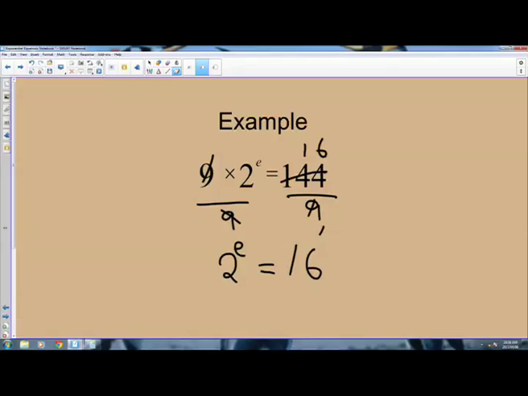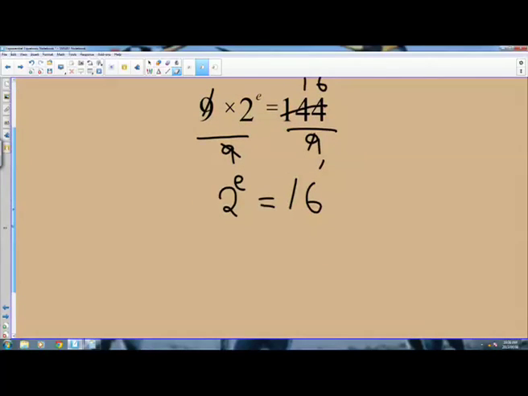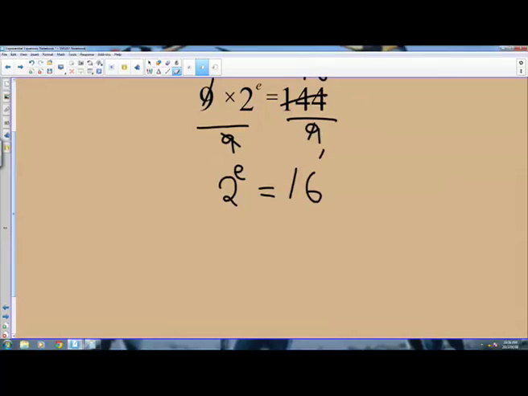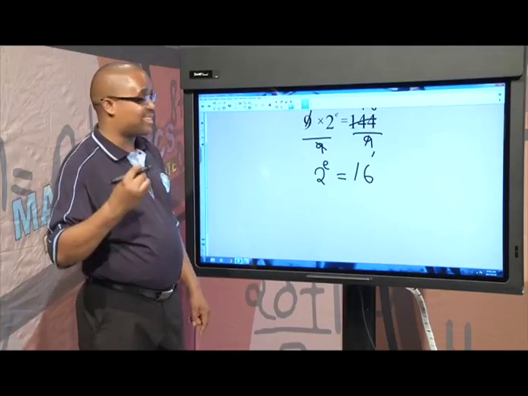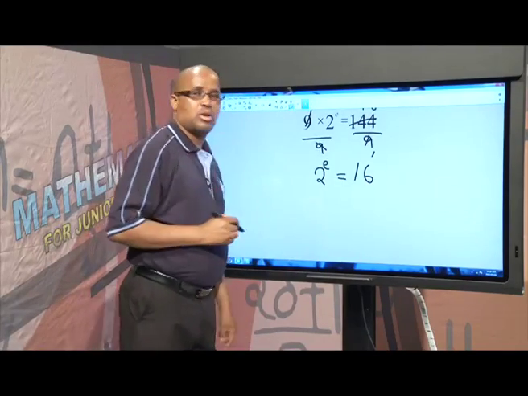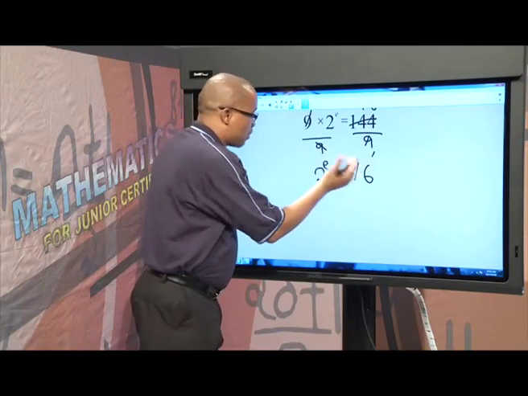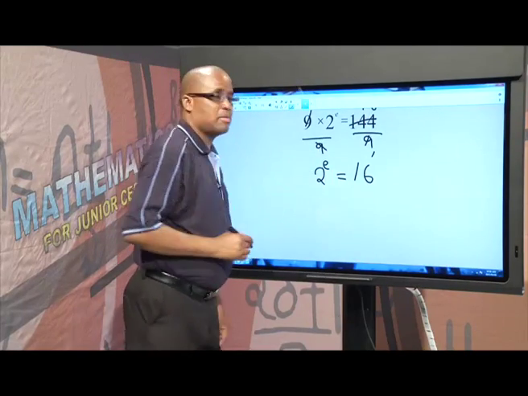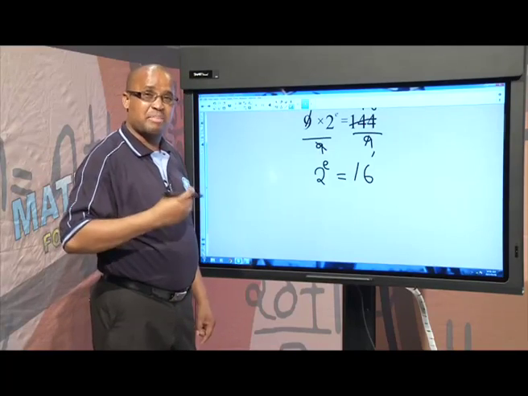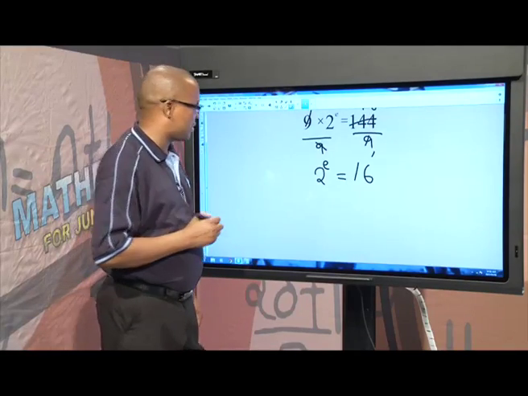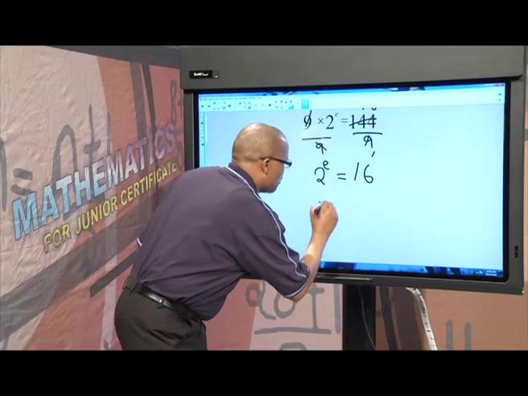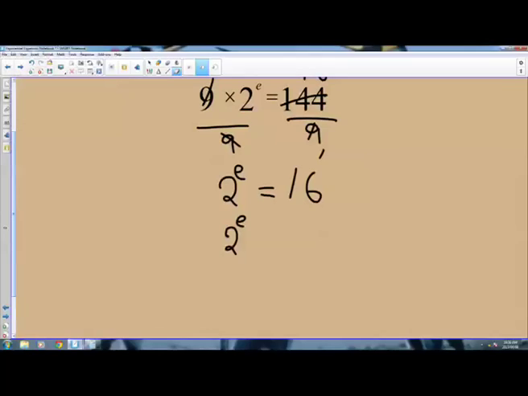Because upon dividing 144 by 9, we got 16. So this is simply saying 2 to the power e equals 16. You have to write 16 using base 2, so that on both sides of the equal sign we get the same base, because the idea behind this is to make sure that the bases are the same on either side of the equal sign. So this will be 2 to the power e equals 2 to the power 4.